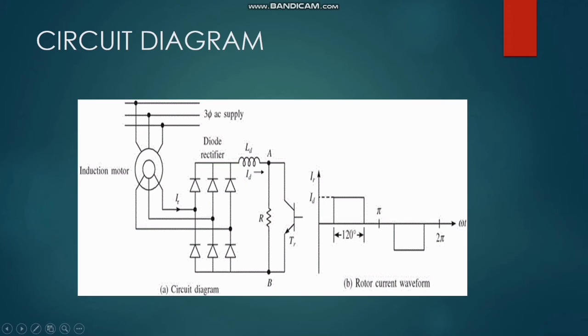When the transistor is turned on, the entire voltage appears across the transistor, so the resistance R has no value. When the transistor is open circuit, that is, switched off, the entire voltage appears across the resistance R, so the resistance R has value. By varying the duty cycle of the transistor TR, we are able to control the resistance, and by varying the resistance, we are able to control the speed of the induction motor.